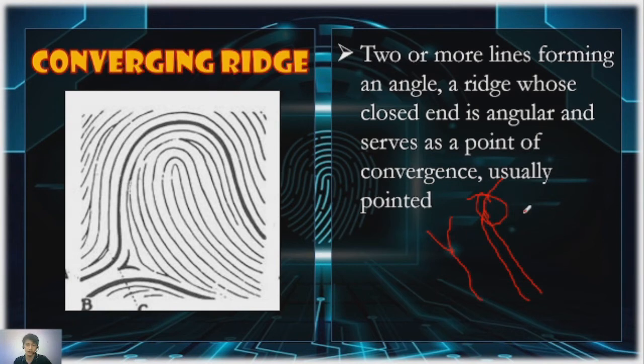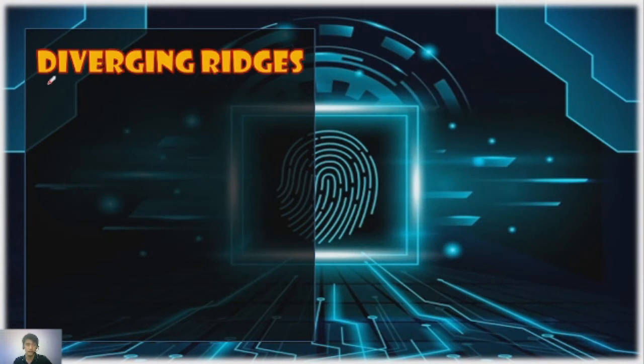It's different, okay? But when they meet, nagkasalubong sila, the meeting point, we call it the converging ridge. Okay? So it's not a converging ridge. Now we have here the diverging ridge naman.